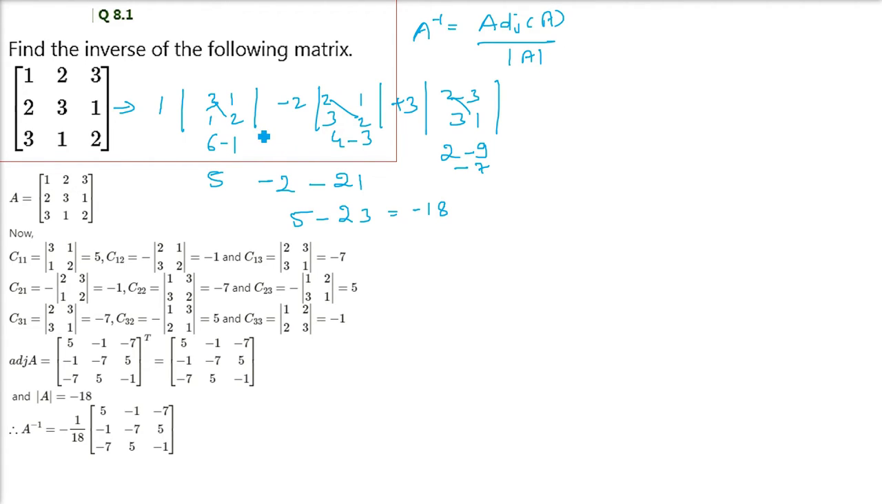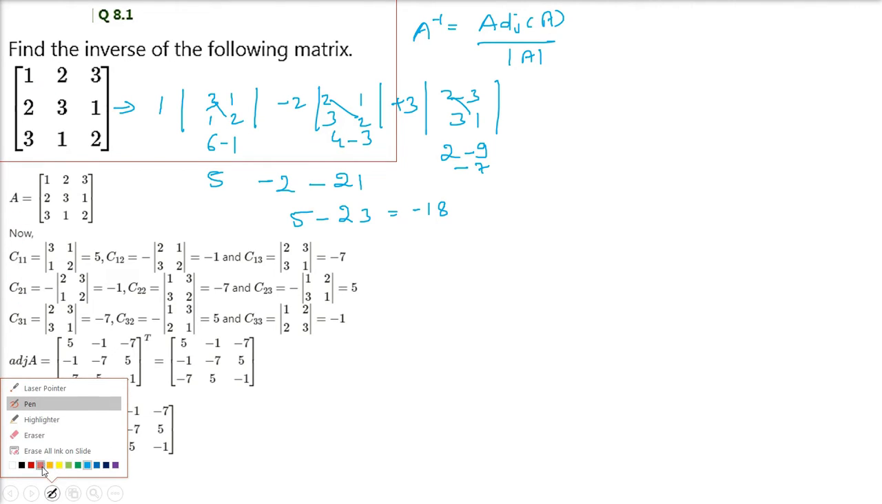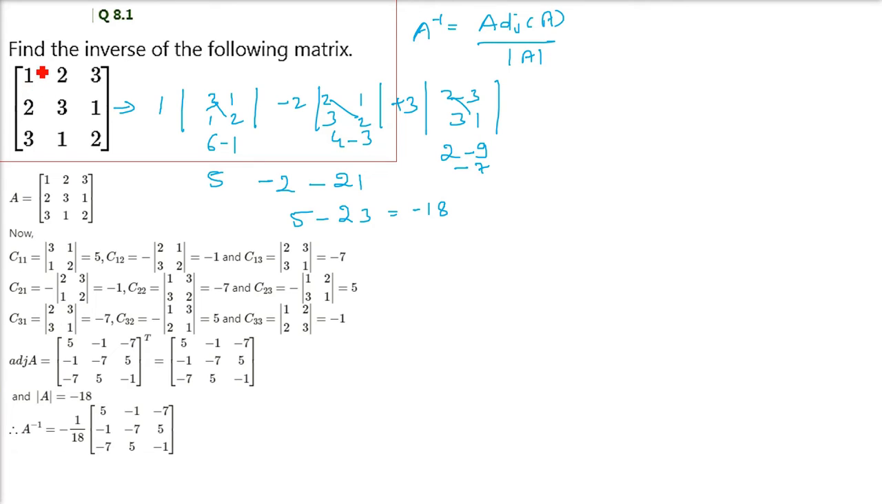Okay, so we will find out the cofactor matrix first. That cofactor matrix will be the final one, just a step before adjoint A, because if I am writing C11, C12, C13, C21, C22, C23, C31, C32, C33, all of these cofactors you have to find out. Let me take a few of these.